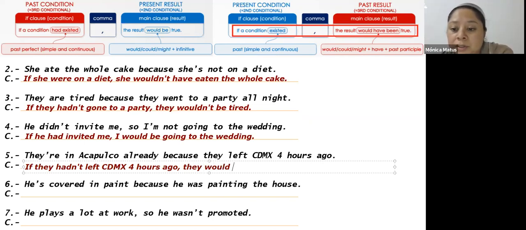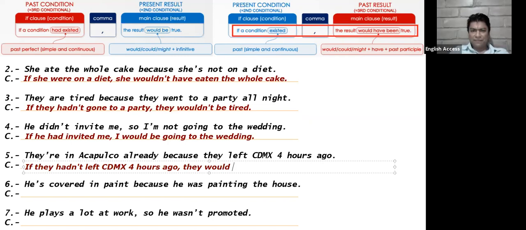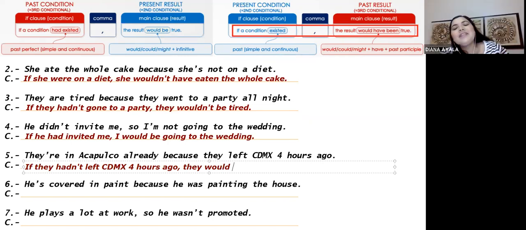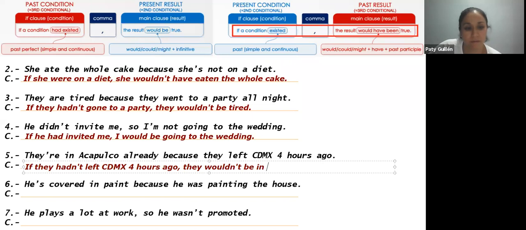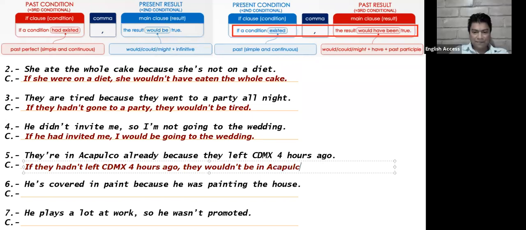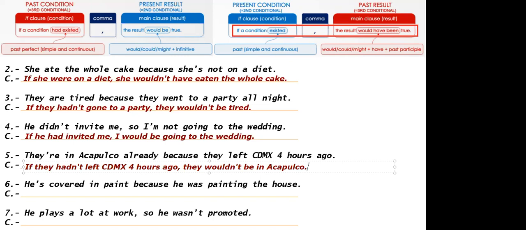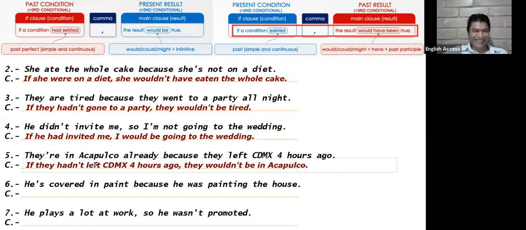Mexico City four hours ago. They wouldn't have been in Acapulco. No, because they are already in Acapulco. Yes. Lucky them. Oh boy, wait, I'm in Acapulco. Yes, lucky you. Oh, okay. Yes, you're right. Oh my gosh.